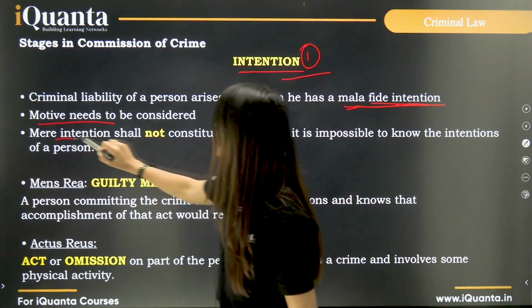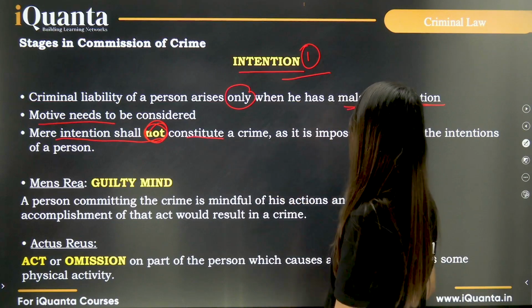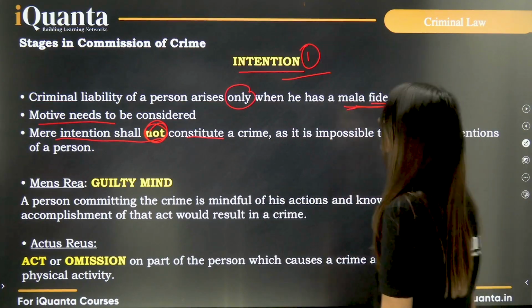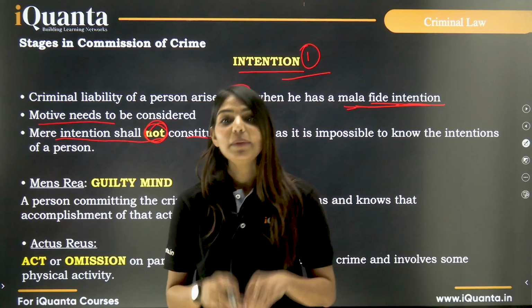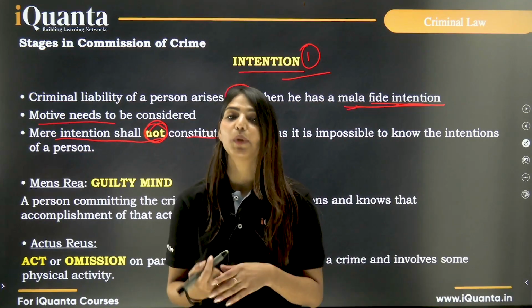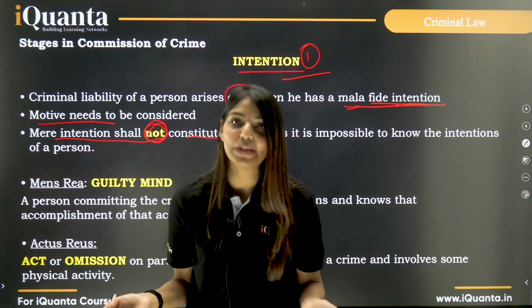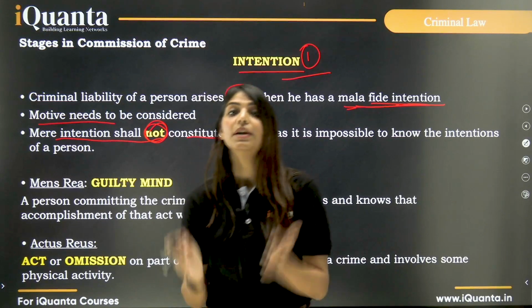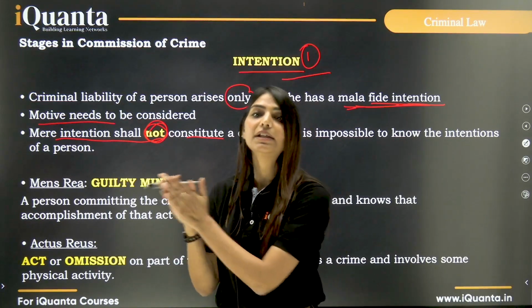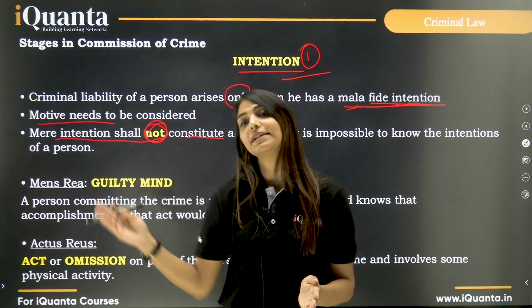Then we have that mere intention shall not constitute a crime, as it is impossible to know the intentions of a person. Now, of course, had it been possible, everyone, just imagine, had it been possible to read a person's mind, the judgments in the courts would have become so easy, right? But unfortunately, that is not the case, and that is why just having a guilty intention is not enough for an act to be called a crime.